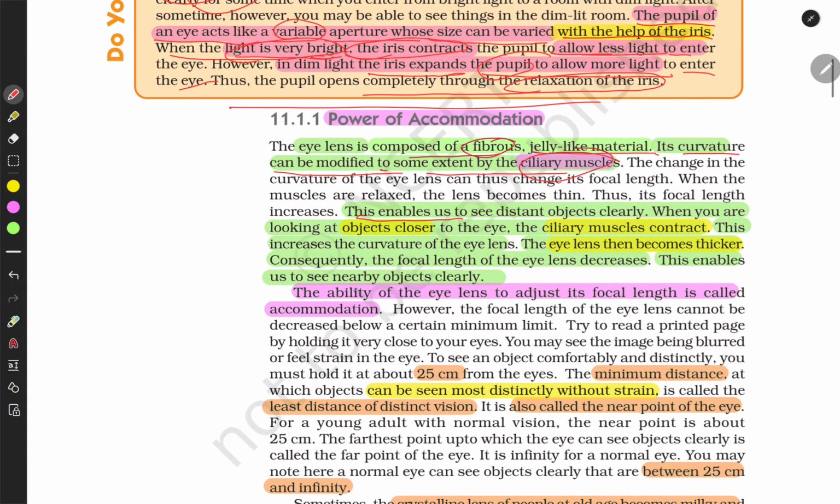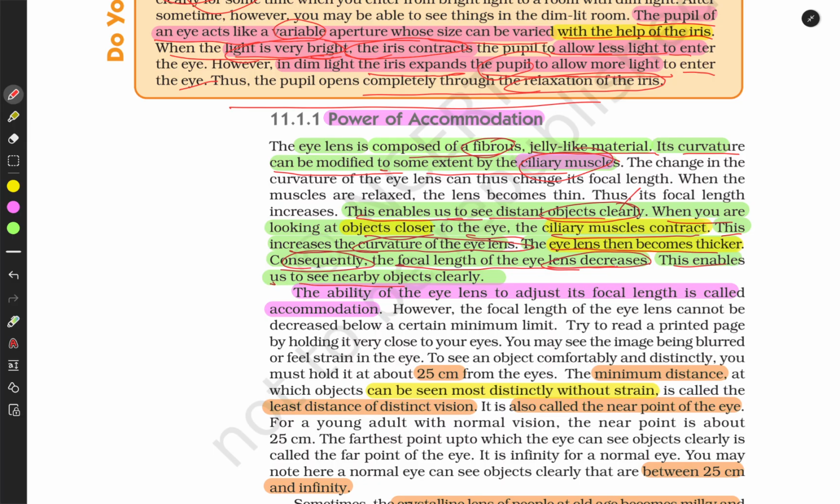So this enables us to see the object very clearly, so that it will form a clear image on the retina. It will focus the image on the retina. When you are looking at an object closer, the ciliary muscles contract. This increases the curvature of the eye lens. The eye lens then becomes thicker. Consequently, the focal length of the eye lens decreases. This enables us to see the nearby objects clearly.